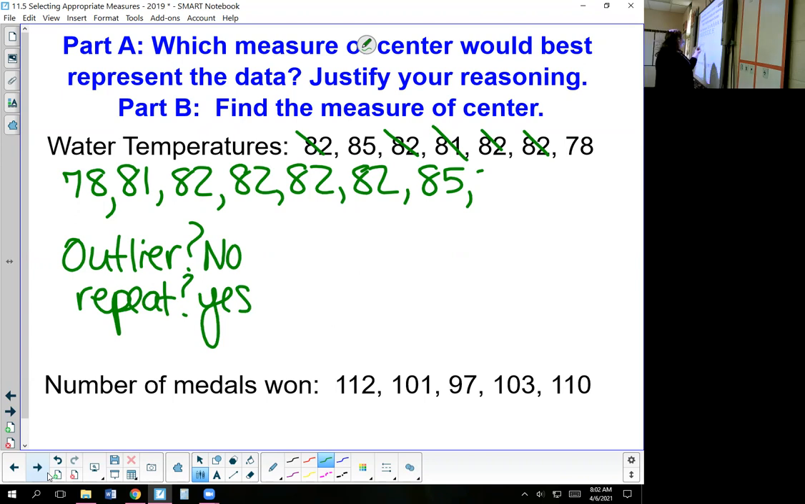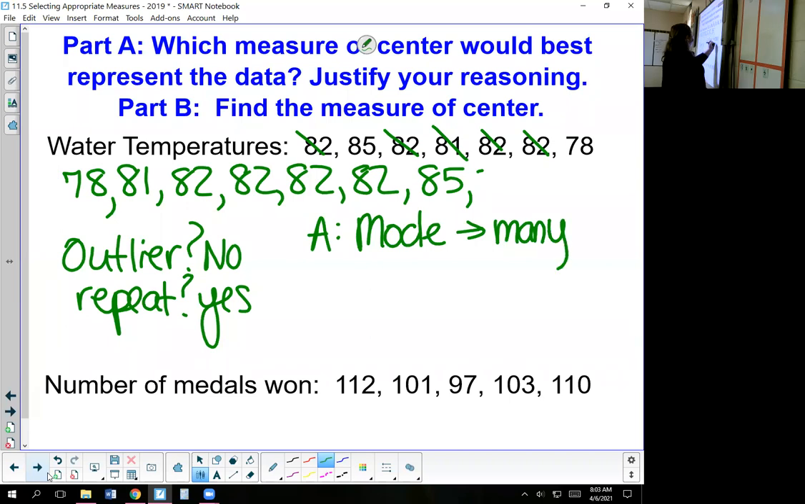Mode. So here's what we're going to do. Part A. Which measure of center would be best? The mode. Why? Because I have many repeating numbers.